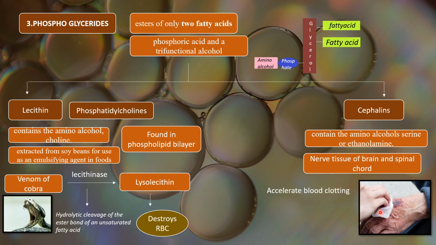So to stop the extra blood flow, cephalins work in accelerating the blood clotting process, right? The cephalins work with thromboplastin. Thromboplastin is a compound which helps in blood clotting. Whenever you have an injury, this thromboplastin rushes towards the site, and therefore thromboplastin along with the cephalins accelerate blood clotting, right? So these two are phosphoglycerides. So this is it about esters of fatty acids.